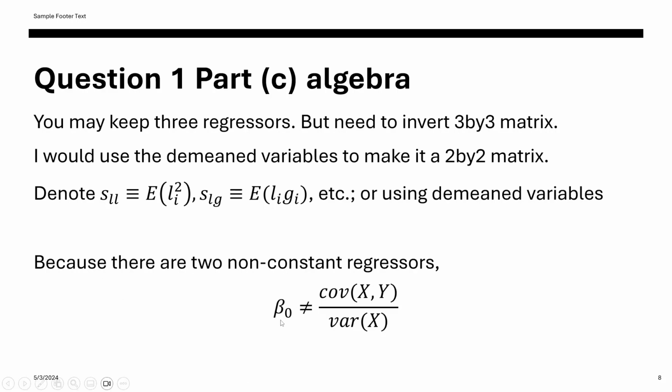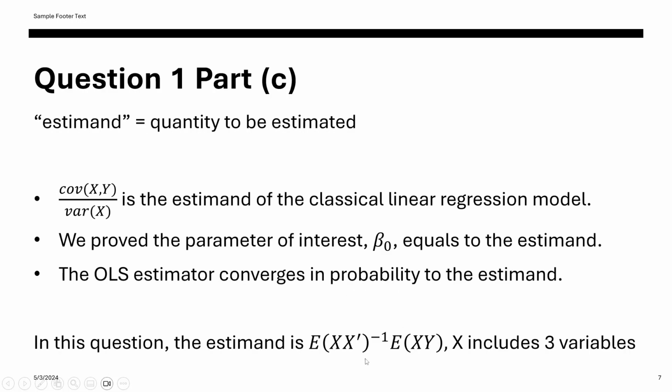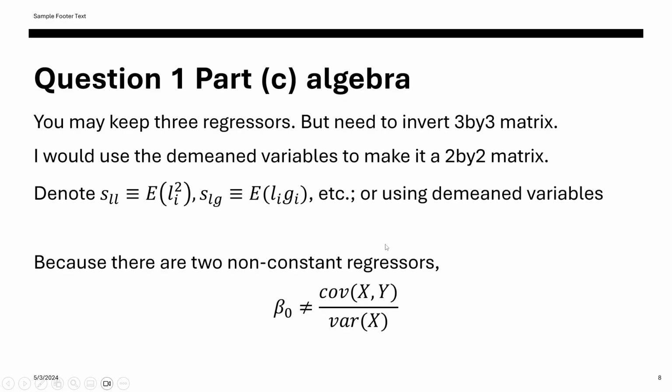And as I said, a lot of students make this mistake. This equality holds only when there is only one regressor with one intercept. So in this case, you don't have this equality. You have to do this general thing. But everything else, each variable is a scalar, so the 2 by 2 inversion is annoying, but that's the only annoying algebra in this step.